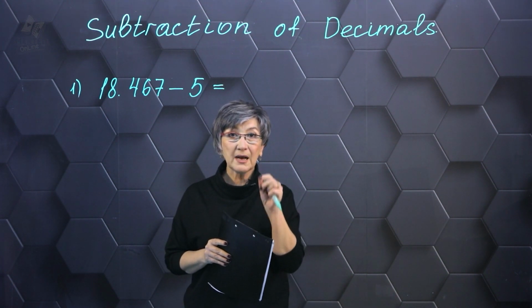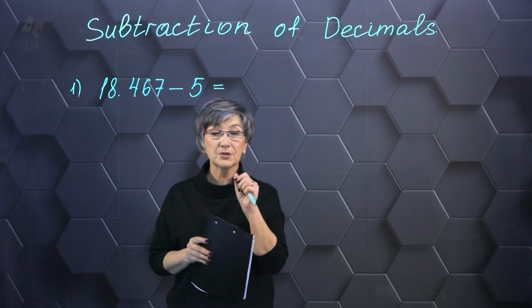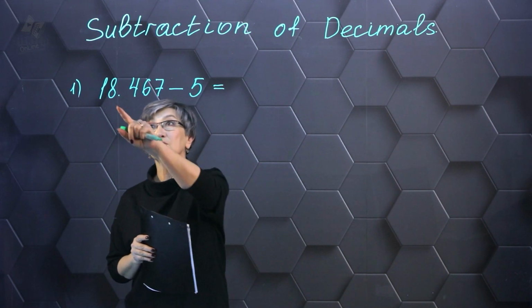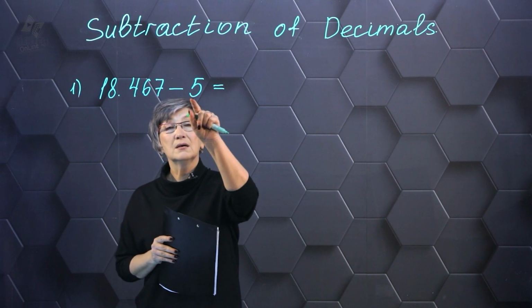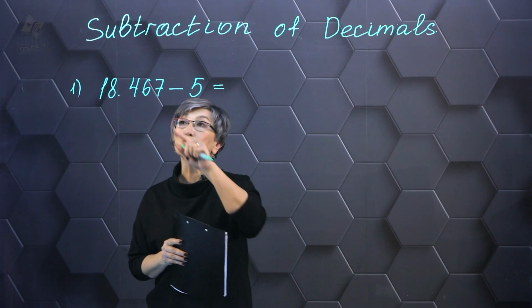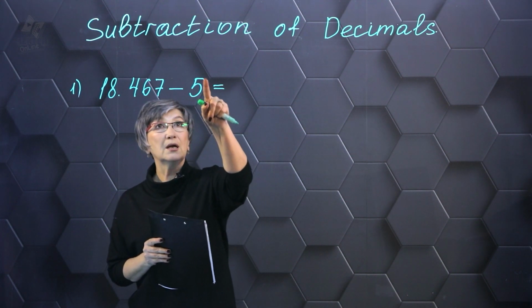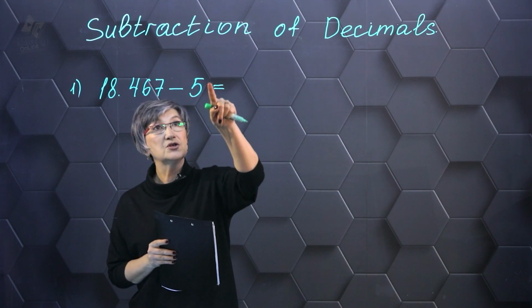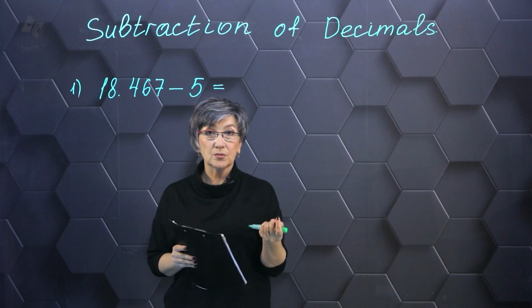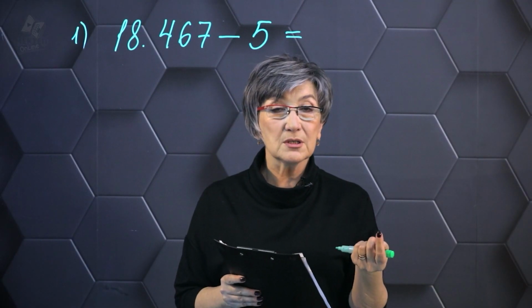You and I know the rule for subtracting decimal fractional numbers. To do that, we need to write the whole part under the whole part, point under point. But the thing is, I don't see a decimal point in the number 5. What do we do in this case?